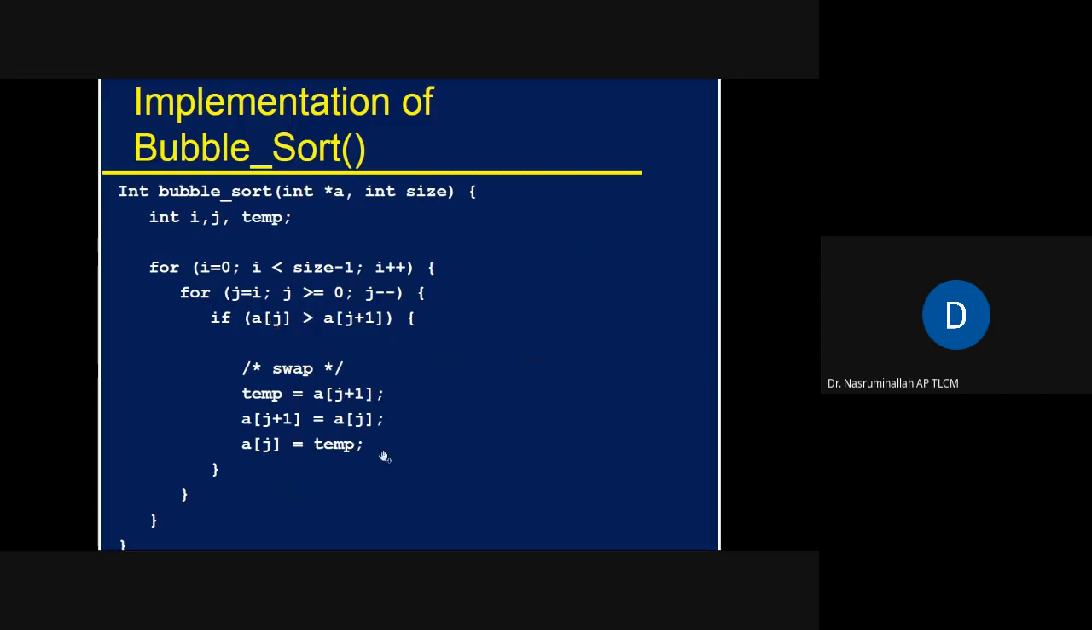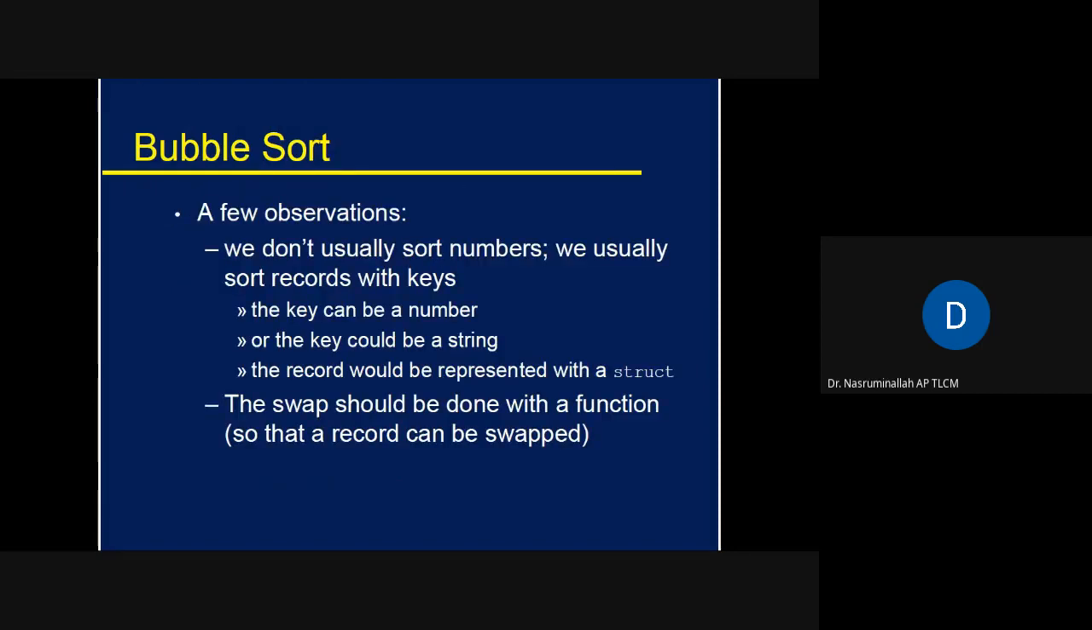So this is the bubble sort algorithm implemented using two nested loops. This will perform exactly the same process that I explained to you graphically. So that is all about the bubble sort.